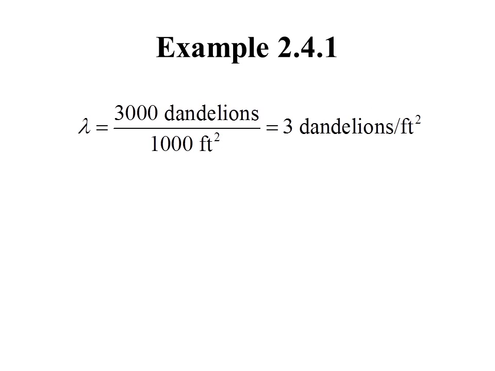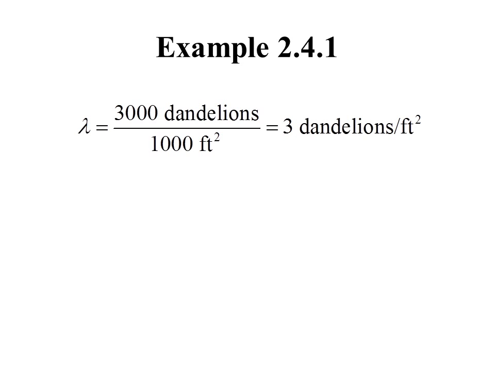And so now, in order to use the Poisson distribution, we need to know the value of our parameter lambda. Well, lambda in a scenario like this is the average number of occurrences per interval. So we're going to take the number of occurrences, which in this case is our 3,000 dandelions, and divide it by the total number of intervals, which is 1,000 square feet. And so we get our value of lambda here, 3 dandelions per square foot.